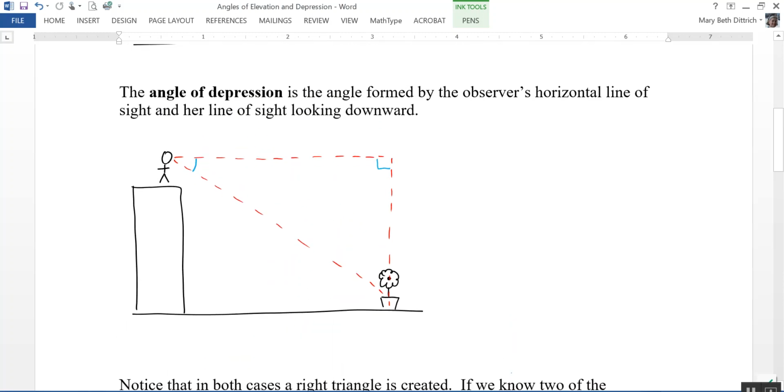The angle of depression is the angle formed by the observer's horizontal line of sight and her line of sight looking downward. So here in this diagram, we have the observer now on top of the building, looking down at a flower on the ground. So notice here's her horizontal line of sight, and then here's her line of sight looking downward, and that forms this blue angle here, which is called the angle of depression.